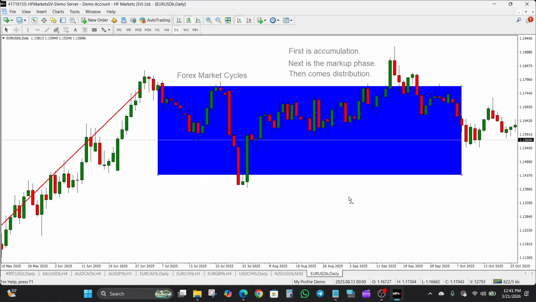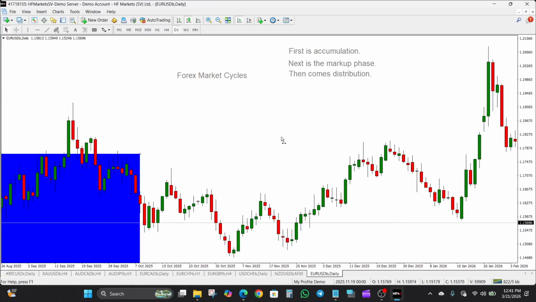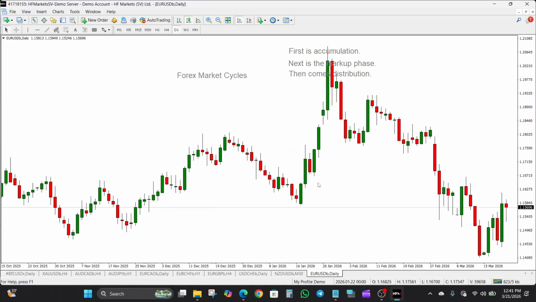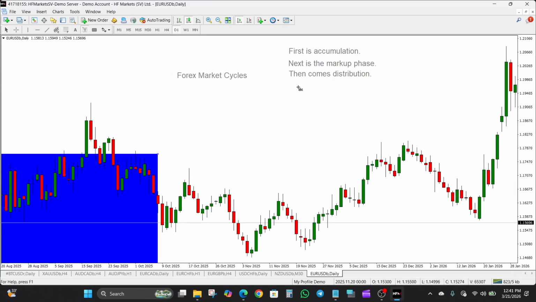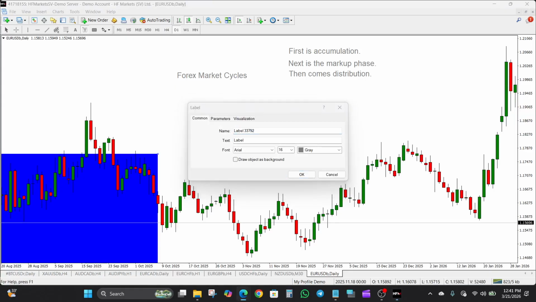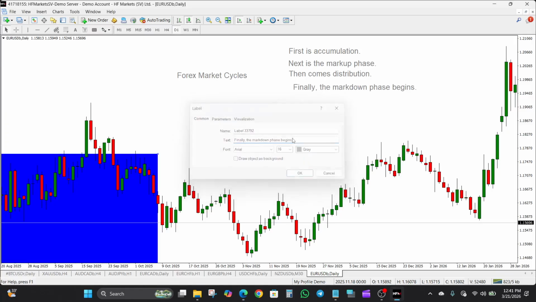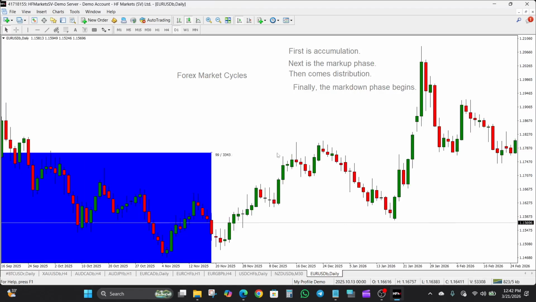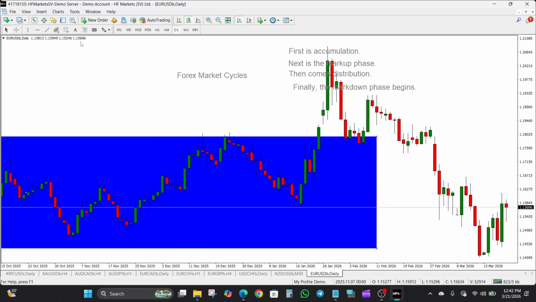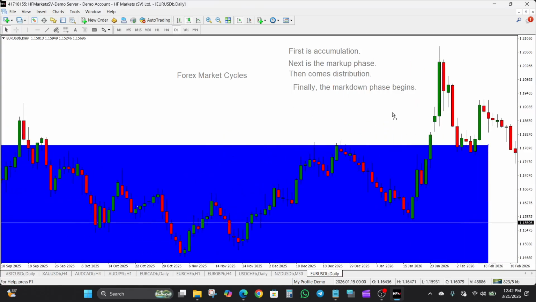And then finally we have the markdown. The markdown phase begins, and that is when the price starts trending downward as selling pressure increases. Then the cycle repeats.